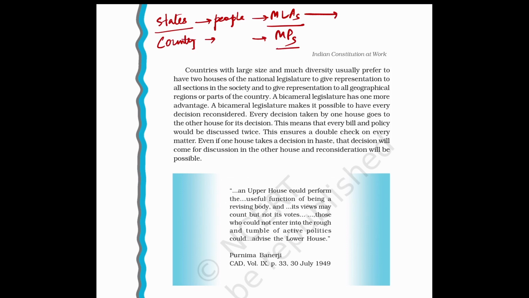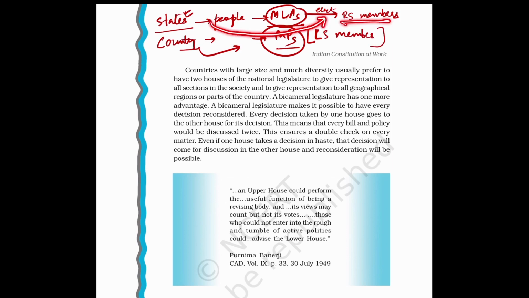Now these MLAs, because they are elected in different states, and MLA मतलब member of legislative assembly, मतलब member of Vidhan Sabha. So these MLAs elect the Rajya Sabha members. And when we say that in the country the people directly elect their MP, they are basically electing the Lok Sabha members. So we say that in Lok Sabha direct election happens by the people, in Rajya Sabha indirect election happens, because people are electing those MLAs in the state, and they are then electing Rajya Sabha members.